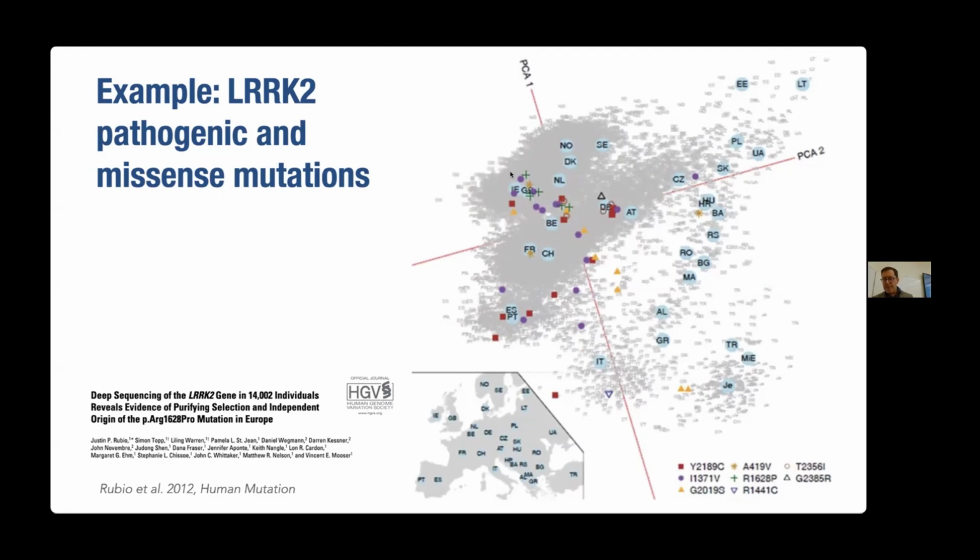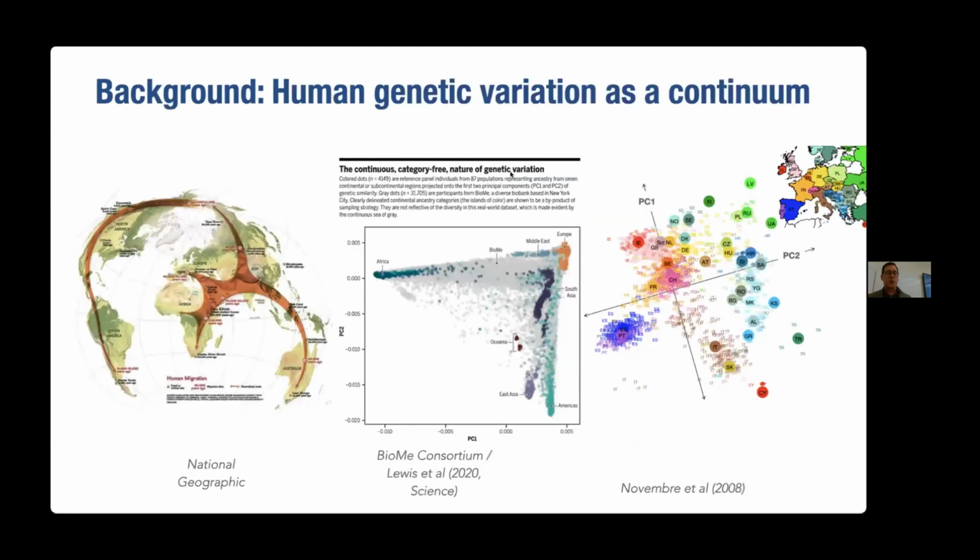Okay, so more backdrop is reflected, and it's kind of shown in this figure, that human genetic variation is really a continuum. This is from the BioMe biobank cohort from Sinai right here in New York City, right? So it's PCA showing this continuity.